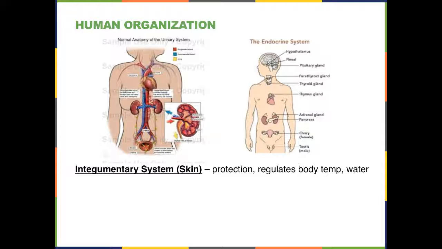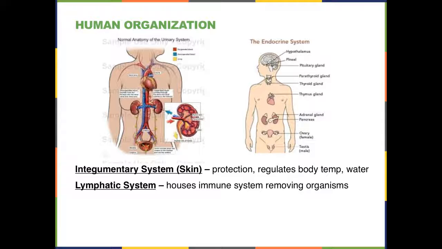Now, not pictured in this diagram, but a very important system is the integumentary system. The integumentary system is the skin plus all associated appendages of the skin. By that I mean the hair, the sweat glands, etc. And the purpose of the integumentary system is to protect the body from infection. It's the first line of defense against the external world. It also helps the body maintain its water status and helps the body regulate body temperature.